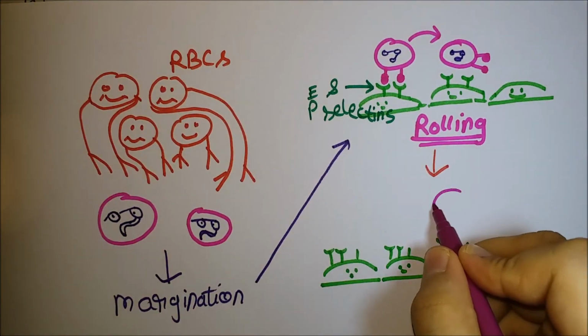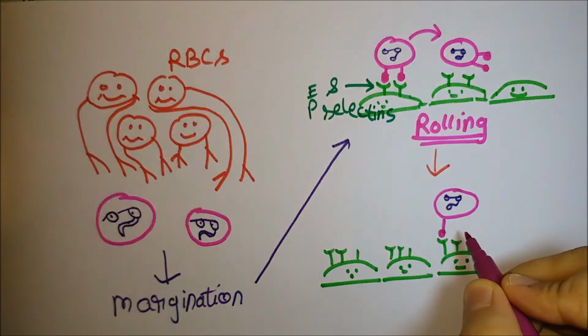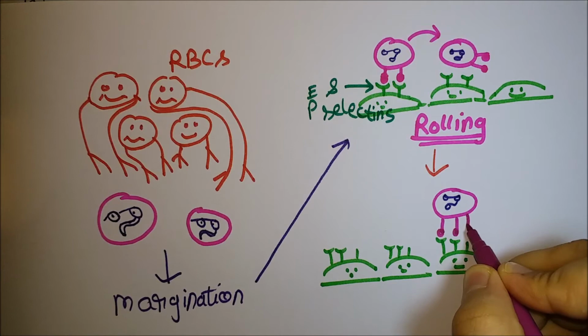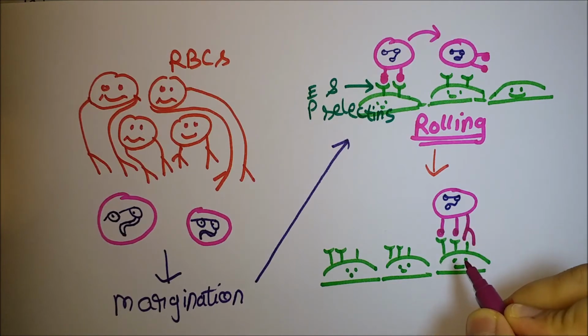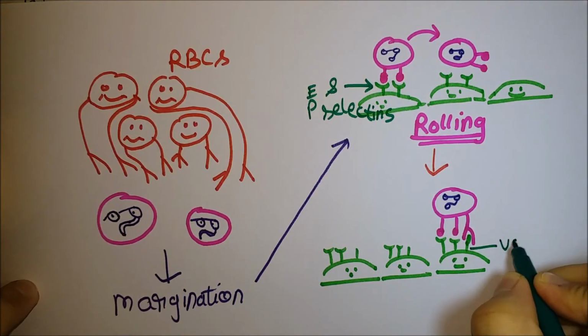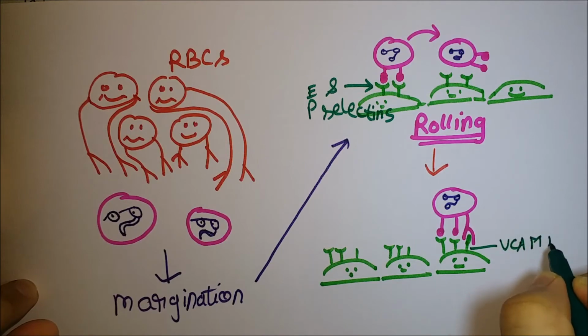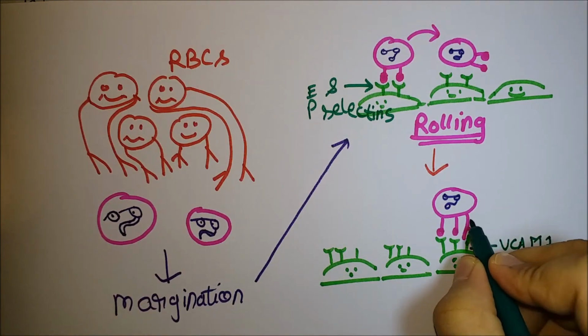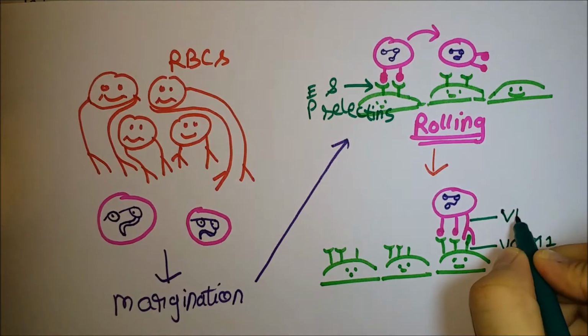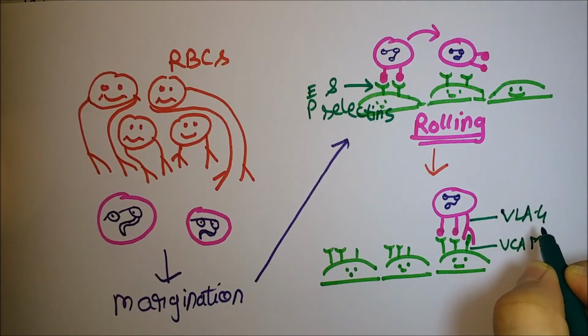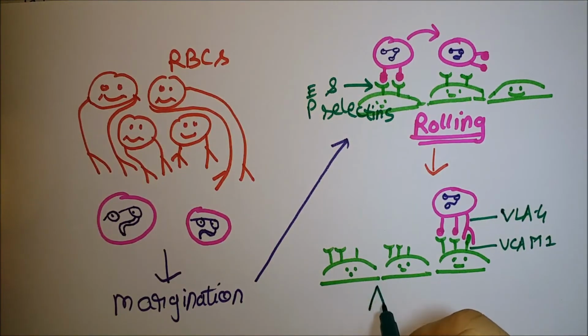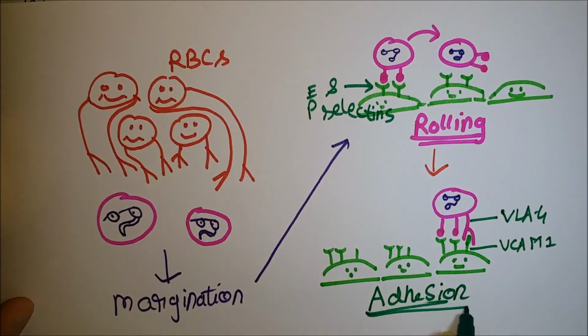Now the next step is adhesion, in which the neutrophils bind firmly with the endothelial cells with the help of VCAM1 ligand, which is on the endothelial cells, and VLA4 receptors on the neutrophils. So in this process, it is firmly bound to the endothelial cells, and this is called adhesion.